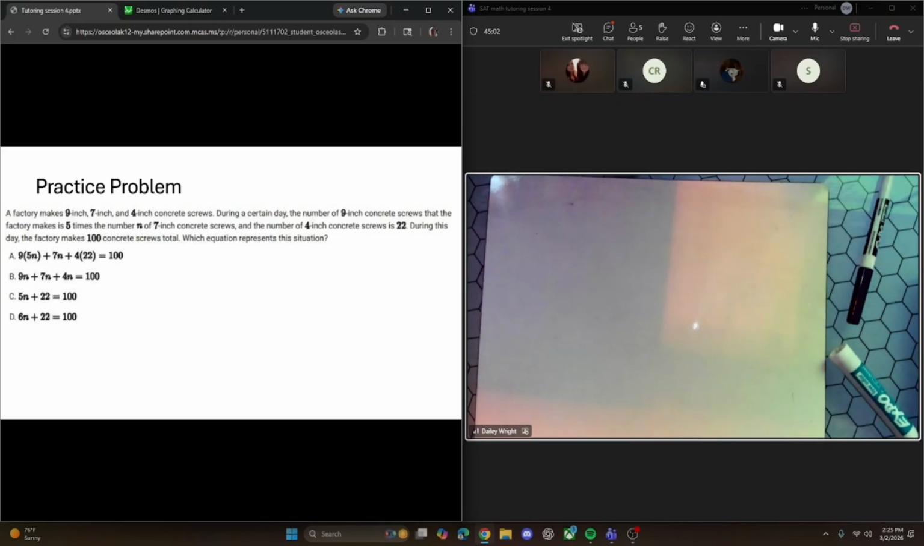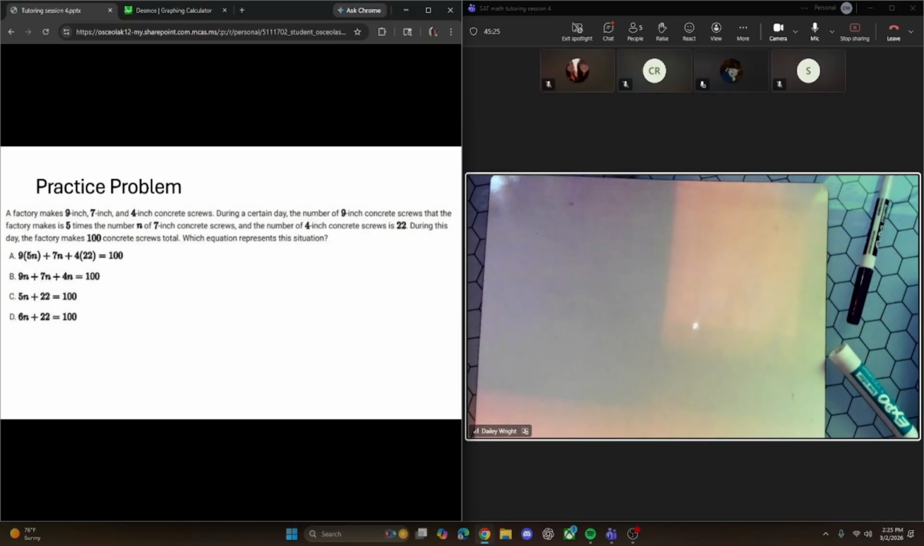A factory makes 9-inch, 7-inch, and 4-inch concrete screws during a certain day. The number of 9-inch concrete screws that the factory makes is 5 times the number n of 7-inch concrete screws, and the number of 4-inch concrete screws is 22. During this day, the factory makes 100 concrete screws total. Which equation represents this situation?